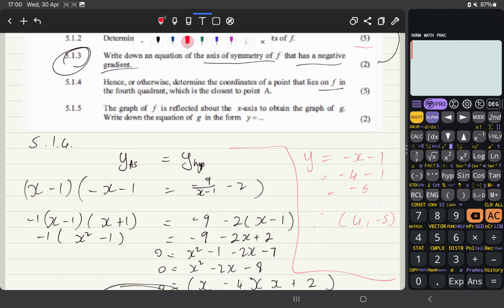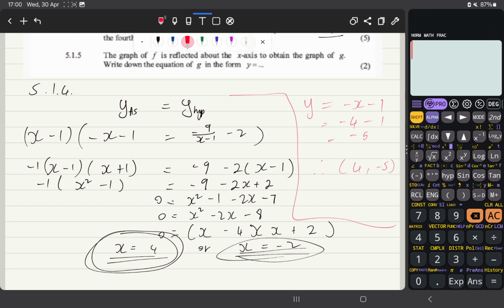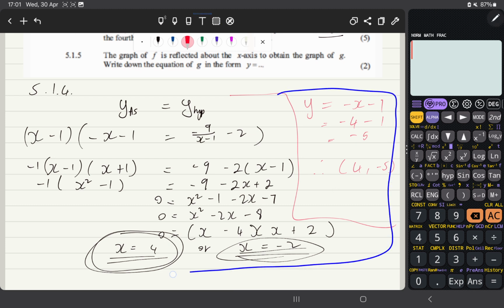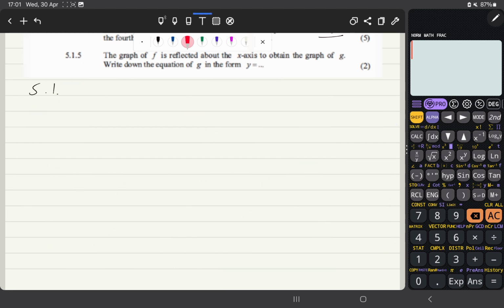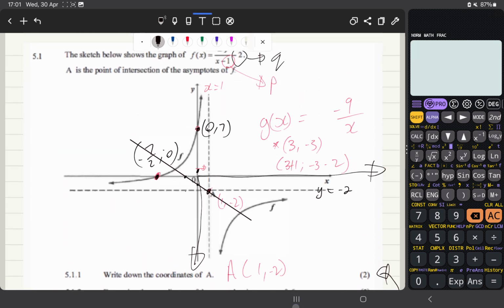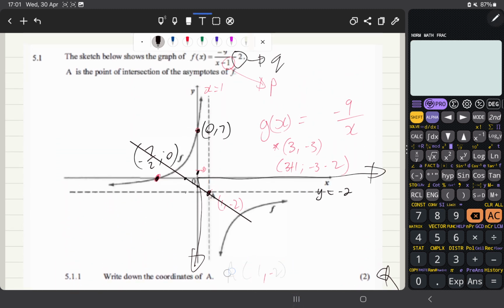Then the last question, this is the last question on the hyperbola. It says the graph is reflected about the x-axis to obtain the graph of g. Write the equation of g. I don't think that when I was discussing the content, I ever explained what we do in cases where your function is reflected about the axis. So it could be the y-axis or the x-axis. But let's look here. I'm gonna erase everything.